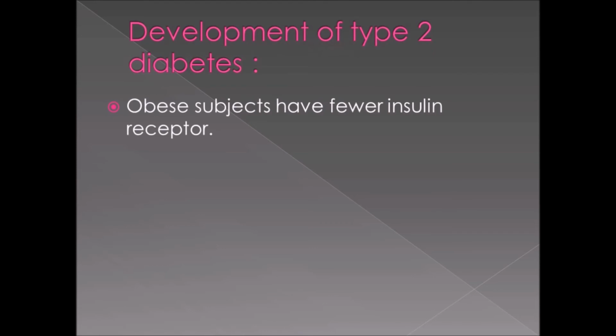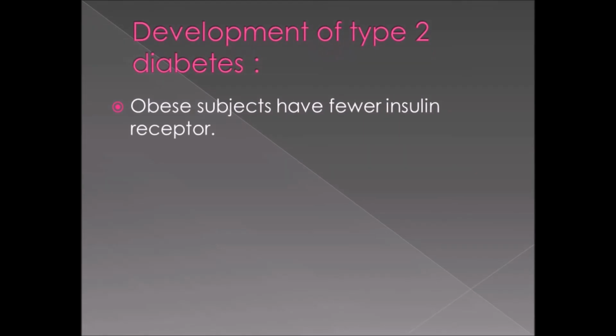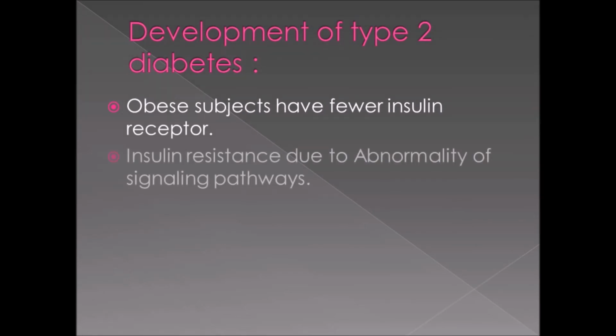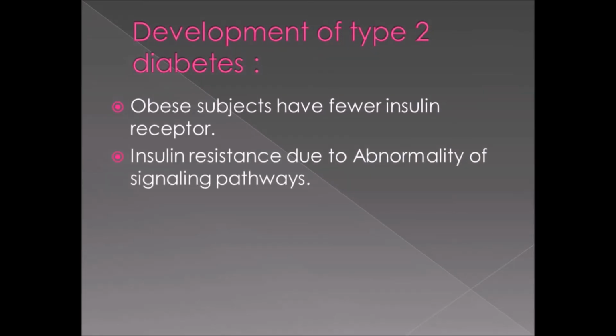Some studies suggest that obese subjects have fewer insulin receptors, especially in the skeletal muscle, liver, and adipose tissue. However, most of the insulin resistance appears to be caused by abnormalities of the signaling pathways that link receptor activation with multiple cellular effects.